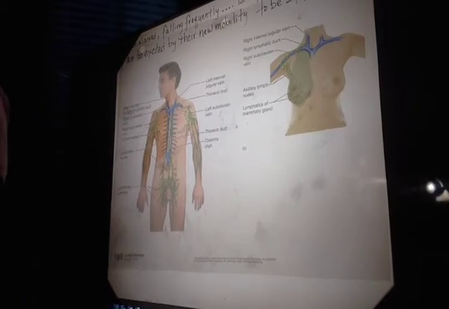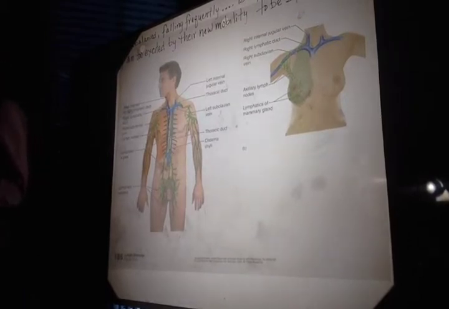Now, can you have painful, red, hot nodes with cancer? Yes, but it's less likely.